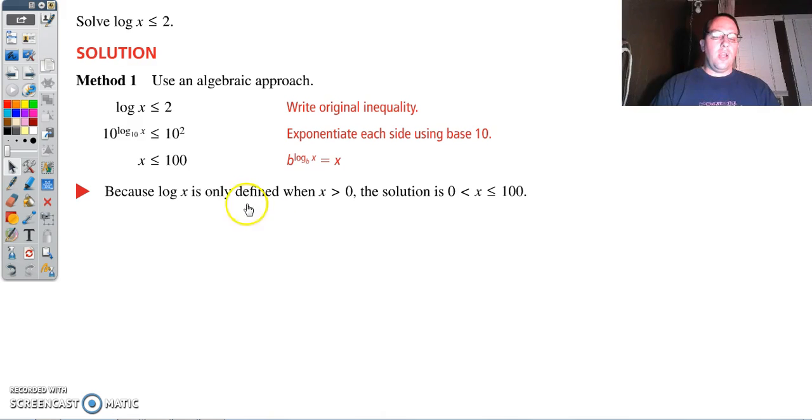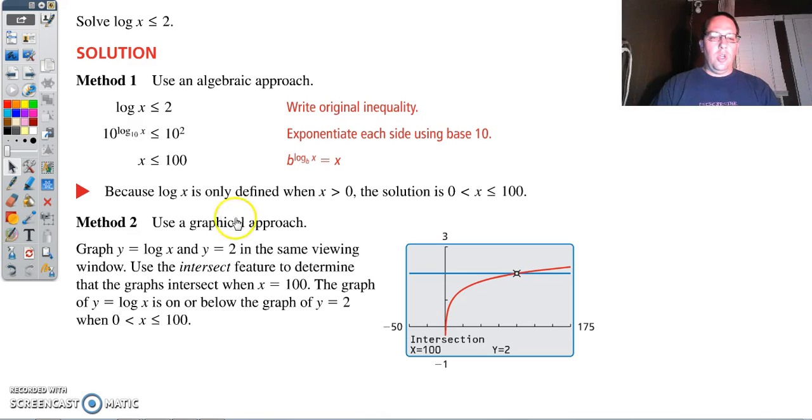Okay. Now we could also do this graphically, which is much, much easier. So graphically, we take whatever's on the left, common log of x, that goes in as y1. Whatever's on the right, 2 goes in as y2, and we graph them. Use the intersection feature of your calculator to find where they intersect, and we see they intersect right here at x equals 100. Probably going to have to change your window to do that. All right, so x equals 100, y equals 2. We're just interested in the x values.